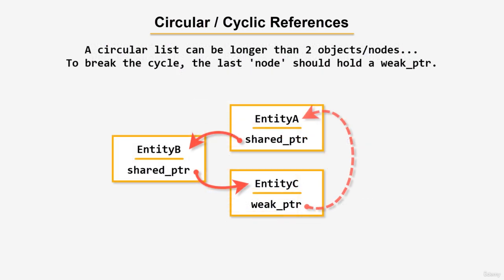Also, it's important to note that a circular list can be longer than 2 objects, also referred to as nodes. And to break the cycle, the last node should hold a weak pointer instead of a shared pointer. As we can see here, the shared pointer of entity A owns entity B, and the shared pointer of entity B owns entity C. But entity C has a weak pointer to entity A, and that is going to break that circular reference problem.